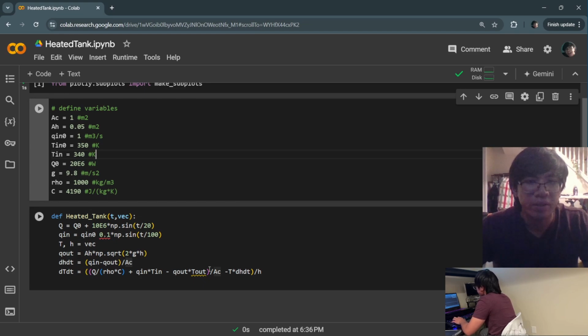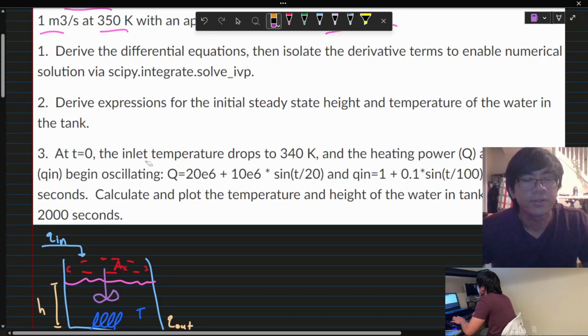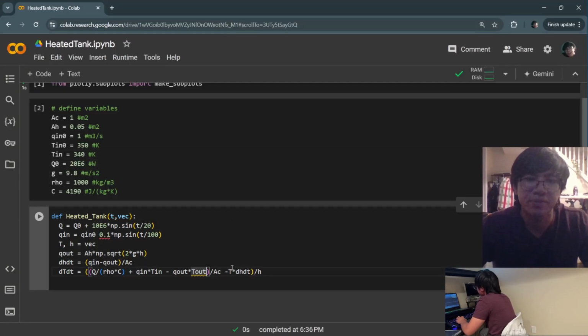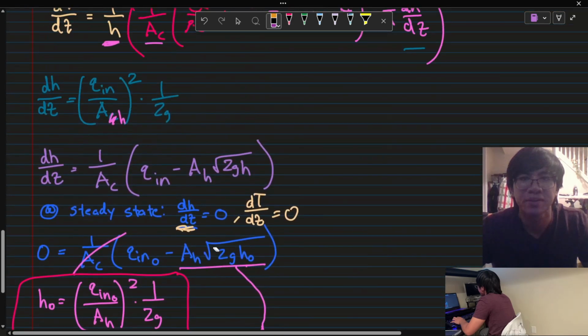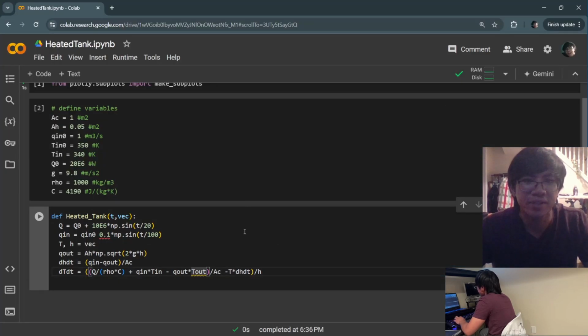And what else is it yelling at me for? T out. T out is the same thing as T, so we actually don't need that. Am I correct in saying that? Let me double check. Yes, just T here. There is no T out because it's the same. And remember, our T here is how we did our product rule, so that T is also just a T.